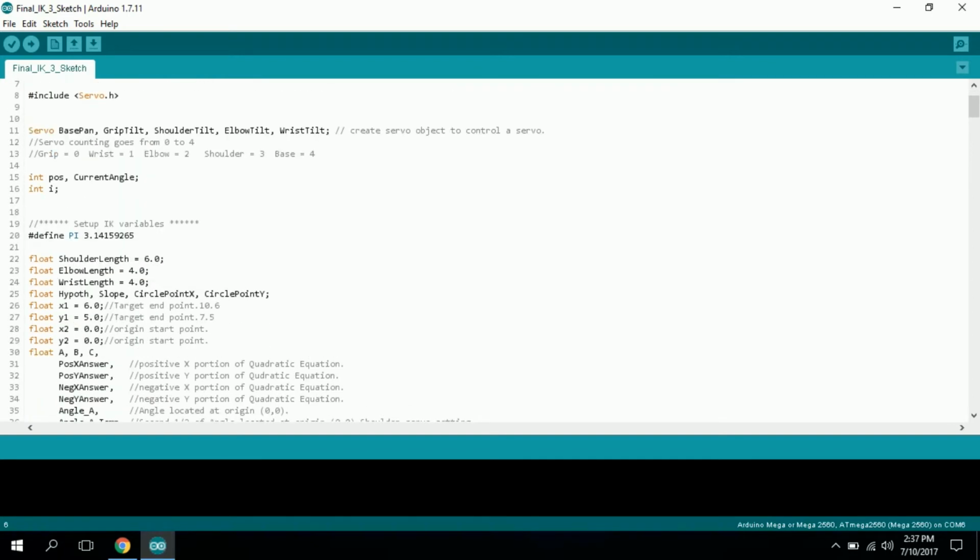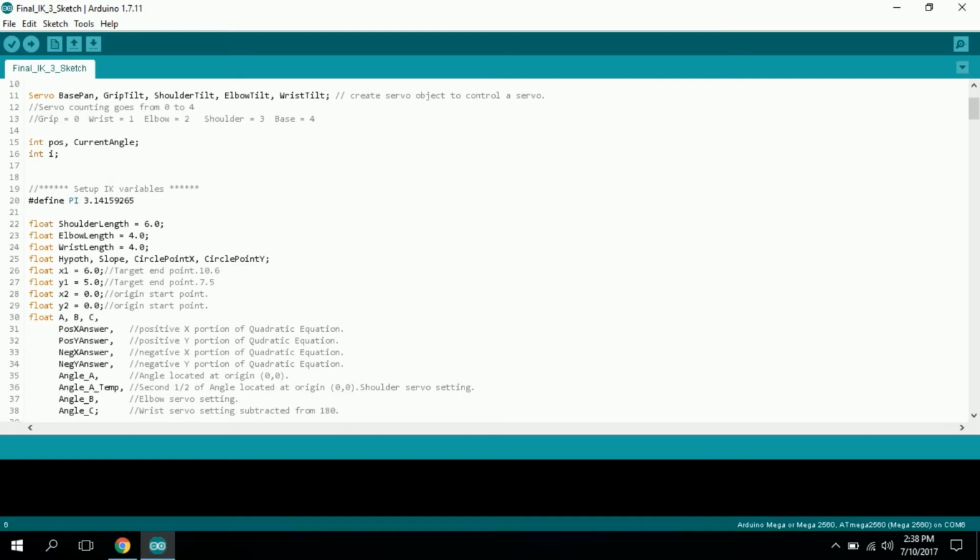I start out with a servo because I'm moving some servos, and I have a base and a grip and a shoulder, an elbow, and a wrist. And so I'm creating the servo objects here. The counting goes from 0 to 4, so base is 0, 1, 2, 3, 4 if you want to put it in an array or something. These are some integers that I use to keep track of some values in some of the calculations.